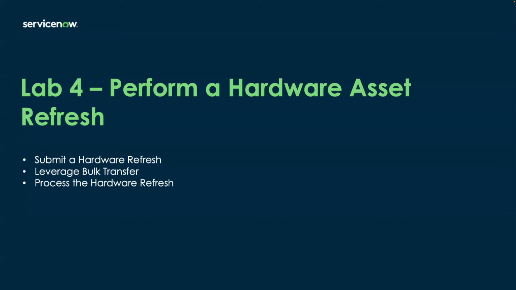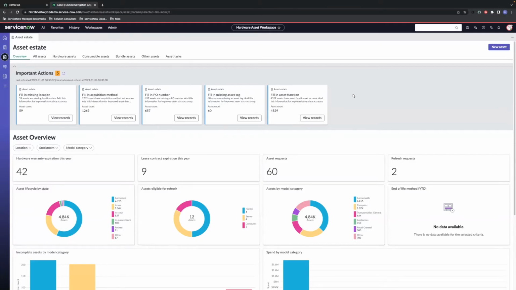So in the next lab, we're going to go over in the instance how to perform a hardware asset refresh and then leverage the bulk transfer function as well. All right, so again, in this section, I'm going to perform a hardware asset refresh. We're going to use the baseline hardware refresh workflow. We're going to first initiate the refresh request for several older laptops, and then walk through the refresh process. And at the end of the section, you should be able to articulate how ServiceNow can assist you with managing your hardware refresh process.